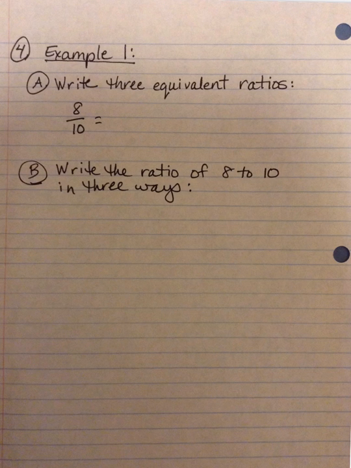I can divide 8 and 10 by 2. If I divide 8 by 2, I get 4. And if I divide 10 by 2, I get 5. So 8/10 is equivalent to 4/5. I can also multiply. I can say 8 times 2 is 16, and 10 times 2 is 20. So 16/20 is equivalent to 8/10.